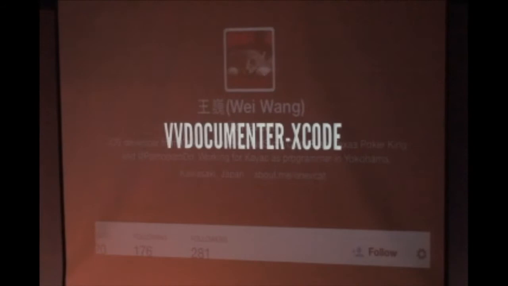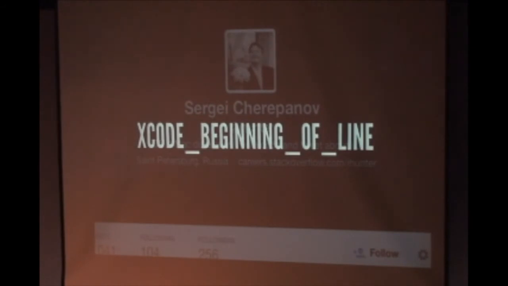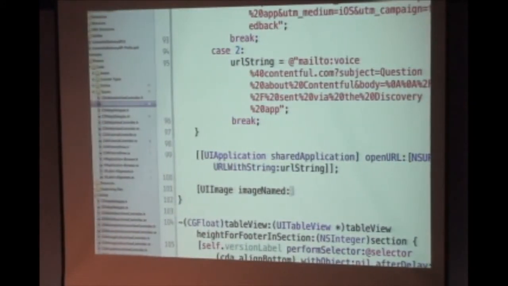Okay. Next up, VVDocumenter-Xcode. This makes documentation much easier because you just type in three slashes for a comment, and it autocompletes to a whole block which gives you the parameters and the return, and you just have to fill out the actual stuff and not the markup. XcodeBeginningOfLine. This is also really great because it fixes how beginning of line works.